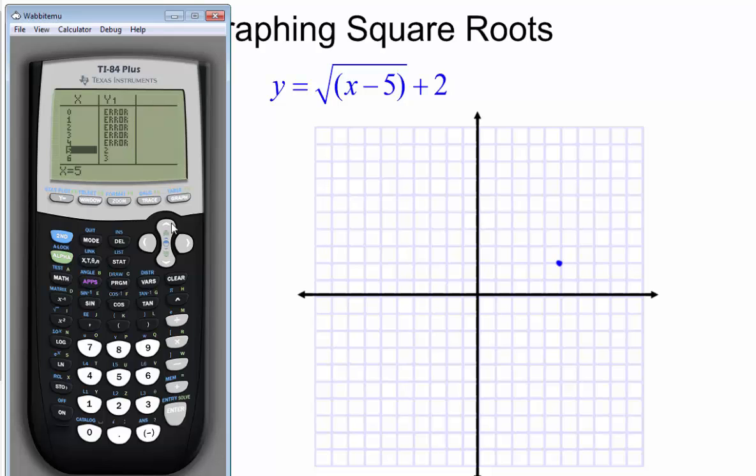My next whole number pair is 6, 3. So I'll plot that point. And I'll go down to the next whole number pair, which is 9, 4. And I'll scroll down just to make sure. My next one will be at 14, 5. So again, that's off the graph. But I've got an idea as to what my graph is going to look like. So I can go ahead and sketch my graph.